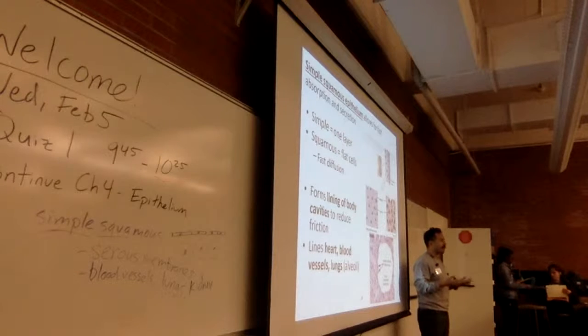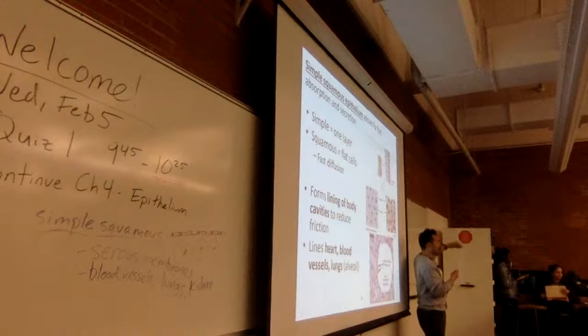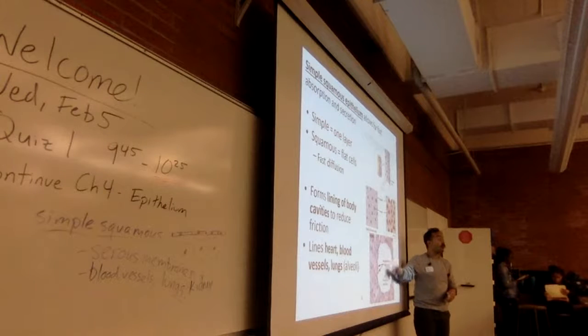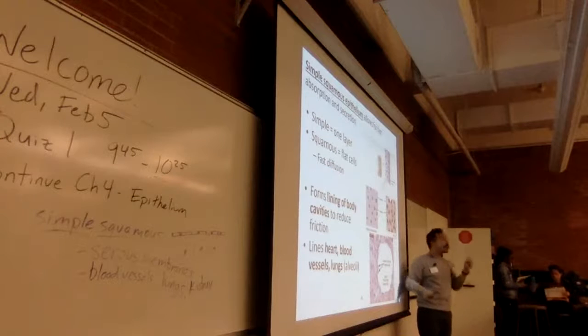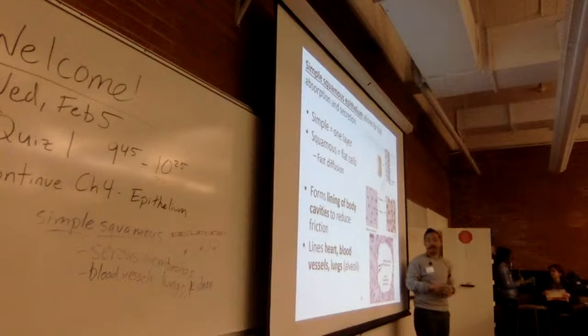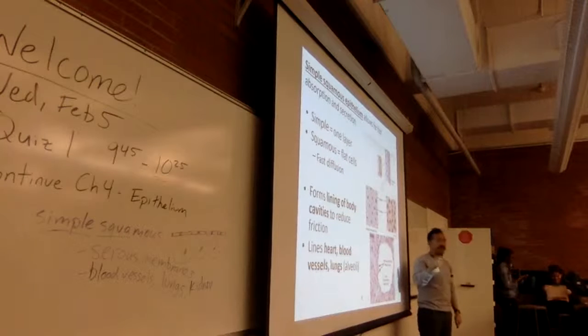What happens with capillaries? Does anyone know? Blood's flowing through it, but as blood flows through it, what's also happening? We're exchanging stuff. We're exchanging nutrients, we're exchanging oxygen, we're exchanging wastes. You want that to happen quickly. So that's why blood vessels are lined with a thin, flat layer of cells.